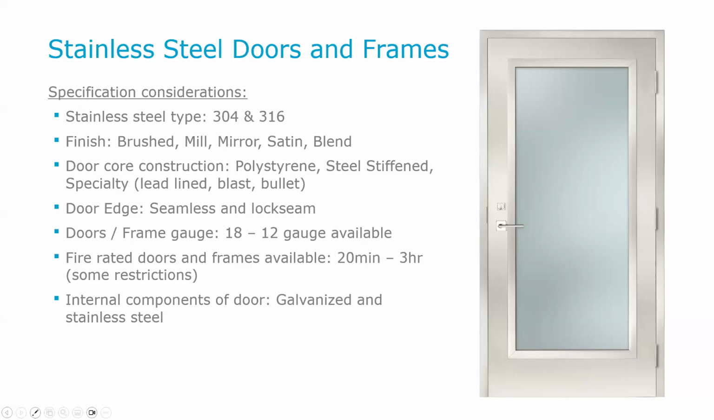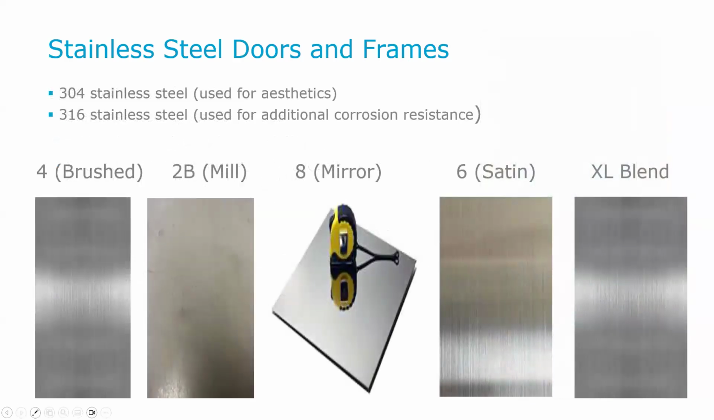And on stainless steel also, that last bullet point there talks about internal components of the door, galvanized and stainless steel. If the goal is to use this type of product in a watertight solution, and we're going to talk about this in a little bit, you may not need the internal components of that stainless steel door to be stainless steel, which will help in cost savings if they can just be galvanized components inside the door. And when we get into the watertight, I'll explain that a little bit more. Here is a visual again of the various types of steel.